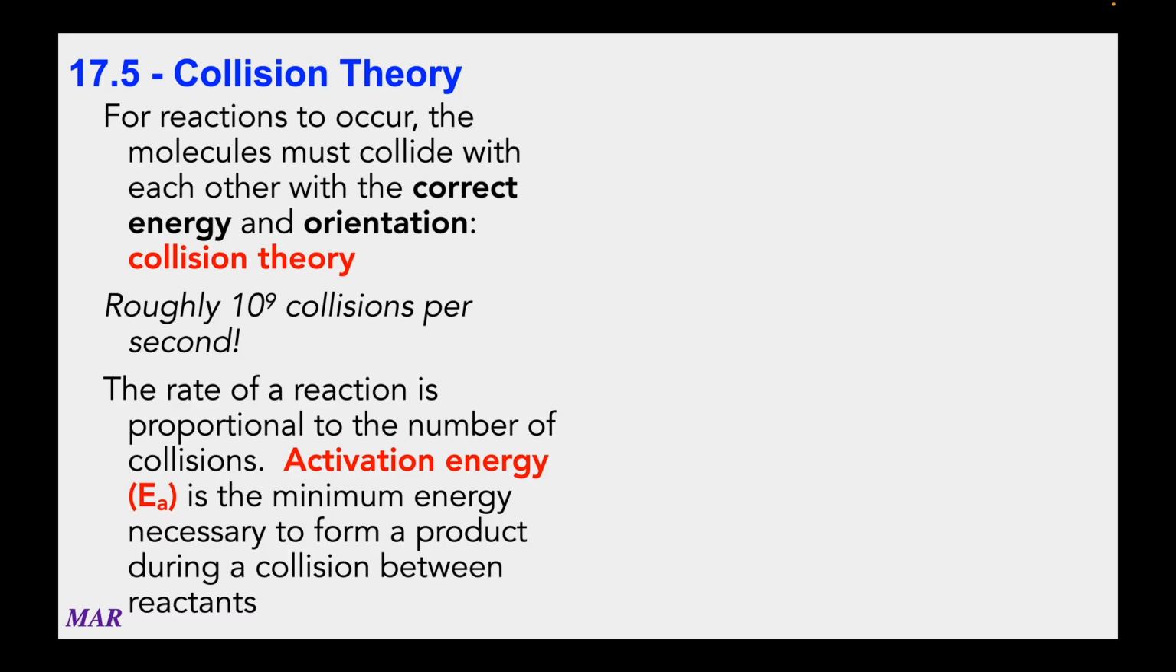And activation energy, which gets the symbol E sub A, is the minimum energy needed to form a product in a collision between reactants. So if you don't have that activation energy in the way the molecules come together, you're not going to have any products form. The reactants will kind of look at each other but not do anything. So once you get to the activation energy, then you have enough energy for the molecules to slam into each other and actually make products.